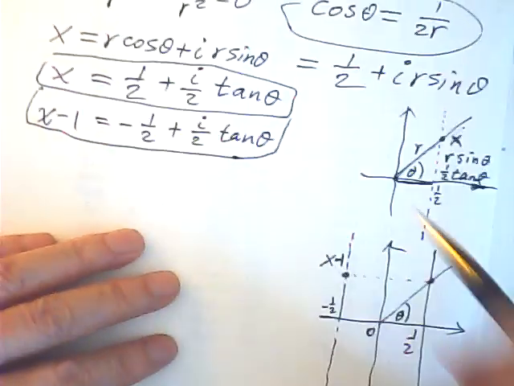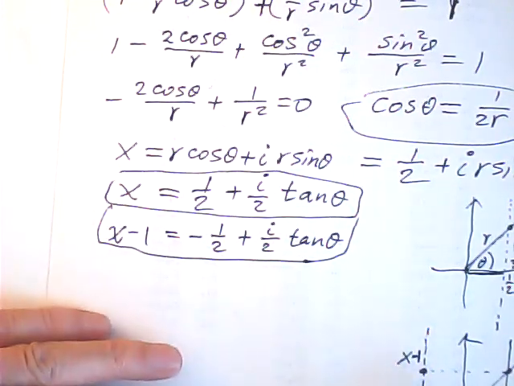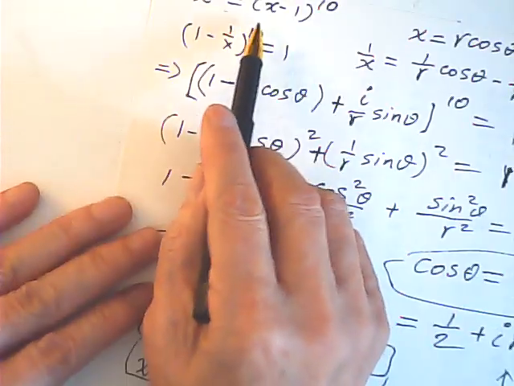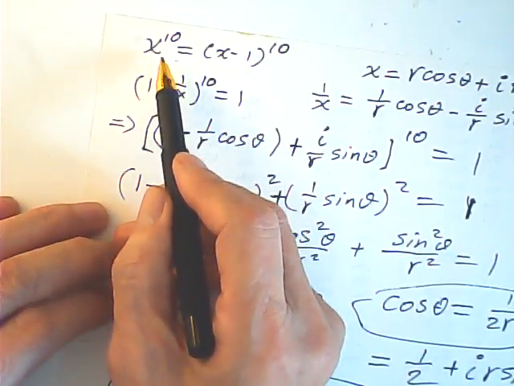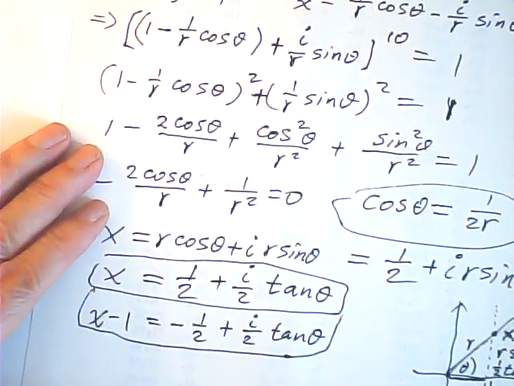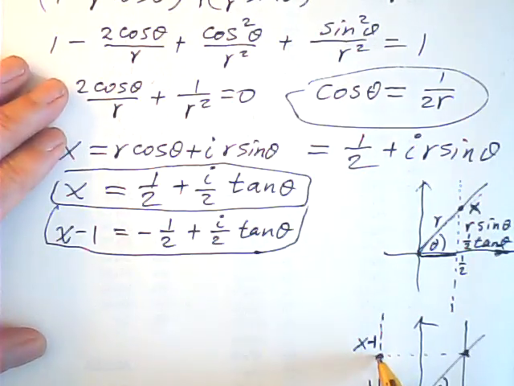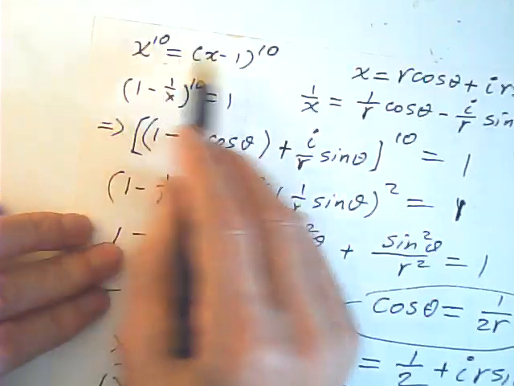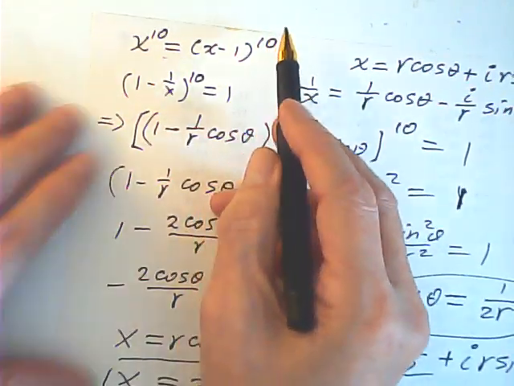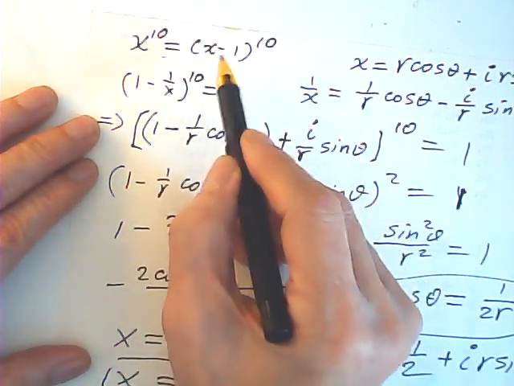Now, we're looking for theta. If we find theta, we find x. From this equation, this complex number and that complex number have arguments such that, based on De Moivre's theorem, 10 times this argument is equal to 10 times that argument.